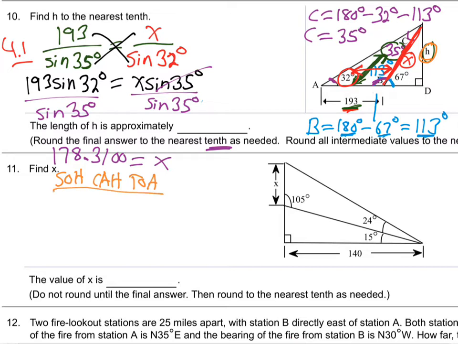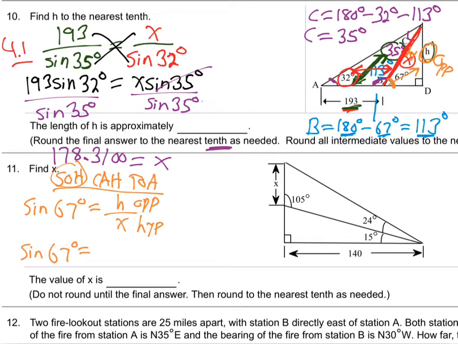So for right triangles, we can use SOHCAHTOA. So I'm going to take this 67 degrees. This is the opposite side, and the x here is the hypotenuse, isn't it? So the sine is opposite over hypotenuse. Sine of 67 degrees is opposite, which is h, what I'm trying to look for, over the hypotenuse x. So opposite over hypotenuse, right? So the sine of 67 degrees is h over x. I just found x right here. So plug that in.